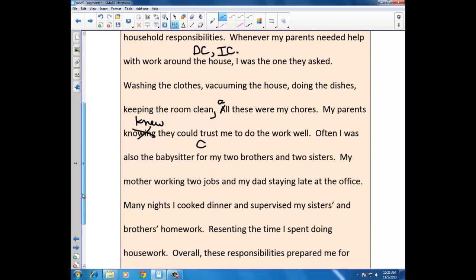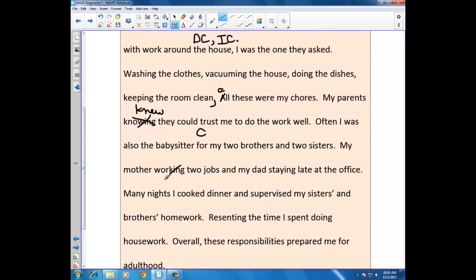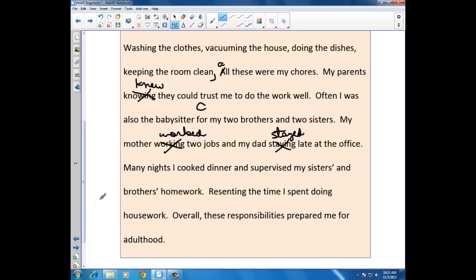My mother working 2 jobs and my dad staying late at the office. My mother worked 2 jobs. We're trying to stay consistently in the past tense, since the writer here is remembering what it was like when he was 5 or she was 5 years old. Many nights I cooked dinner and supervised my sister's and brother's homework. Resenting the time I spent doing housework. Who resented that time? I resented the time I spent doing housework. Overall, these responsibilities prepared me for childhood.